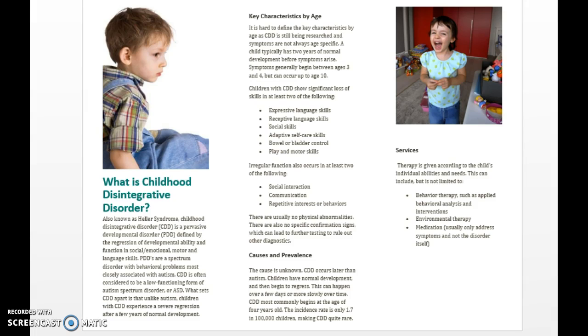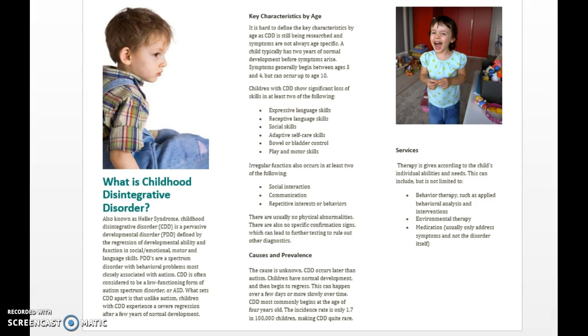Children with CDD show loss of skills in at least 2 of the following areas: expressive language, receptive language, social and emotional skills, adaptive self-care skills, bowel or bladder control, and play and motor skills. Irregular function also occurs in at least 2 of the following areas: social interaction, communication, repetitive interests, or behaviors. It is easy to see why CDD is so often compared to autism. There are similar social and communication deficits when compared to those with severe autism.